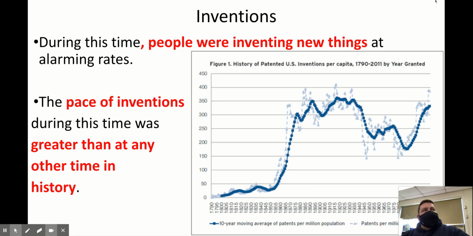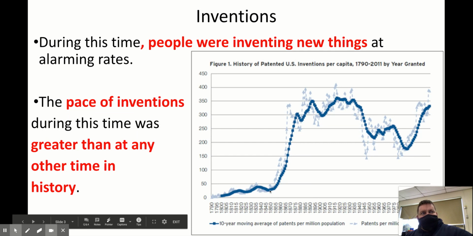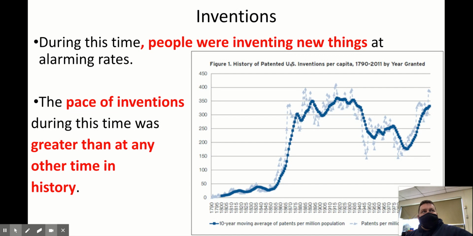All right, new slide. So this is really about inventions, right? During this time, people are inventing new things at a seriously record-breaking pace. You can see the section of the graph that we're really concerned about is the second half of the 1800s. So here's 1850, and here's 1900 over here. In this 50-year stretch, you see this really steep incline. This is the breakneck speed at which people are applying for new patents.